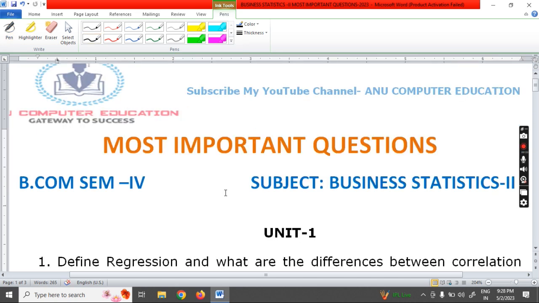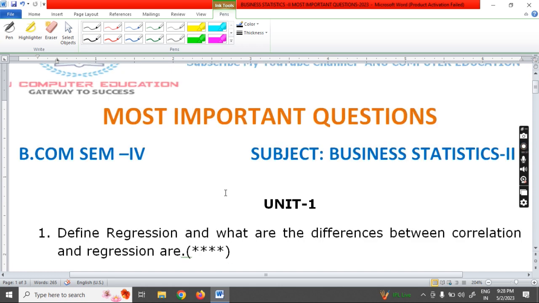First, I am going to the concept of regression and the differences between correlation and regression. Define regression and the difference between correlation and regression. You already know the meaning of regression. Regression and correlation talk about the relationship between two variables. In regression, the two variables are dependent: one variable depends on the other variable. Whereas in correlation, the two variables are independent variables. So we have to write that.